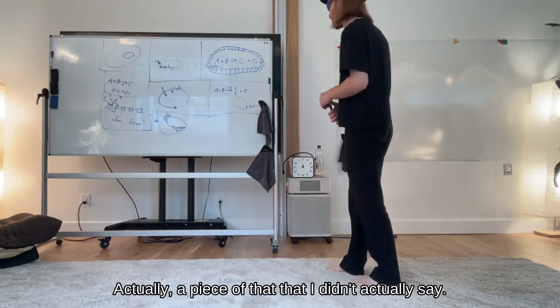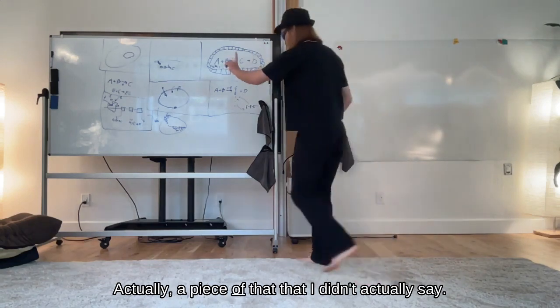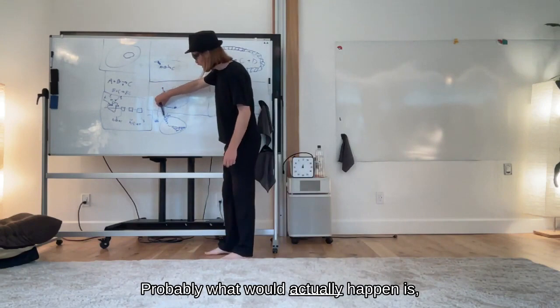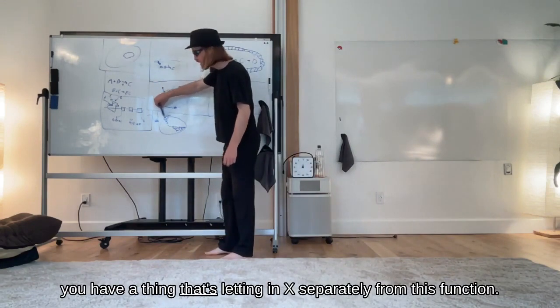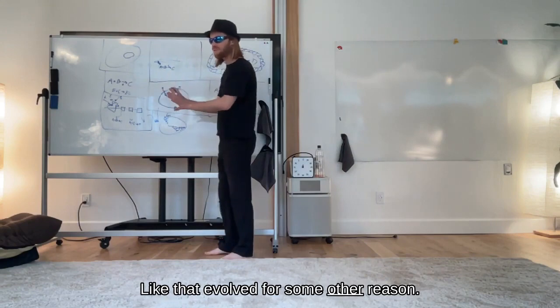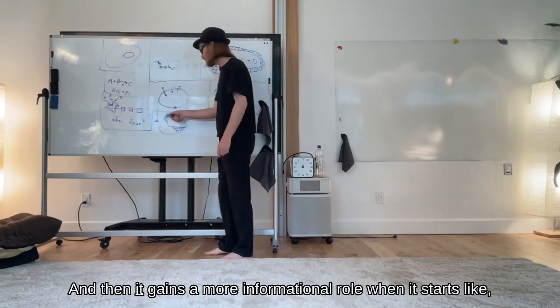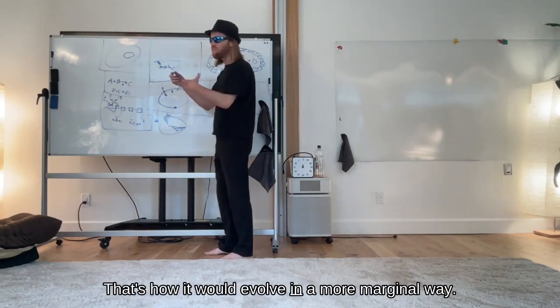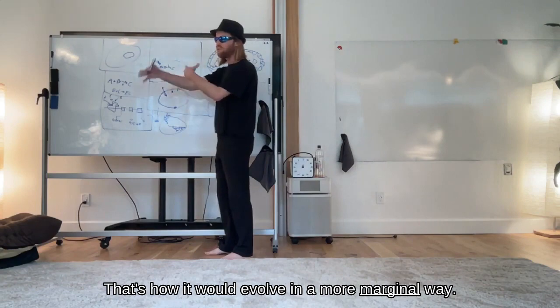Actually, a piece of that I didn't say. Probably what would actually happen is you have a thing that's letting in X separately from this function, that evolved for some other reason. And then it gains a more informational role when it starts interacting with A this way. That's how it would evolve in a more marginal way.